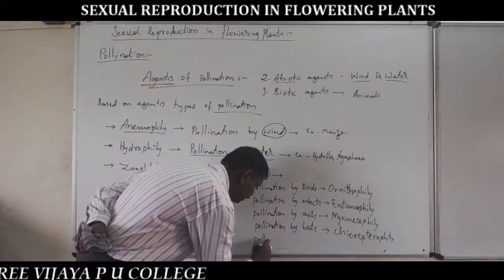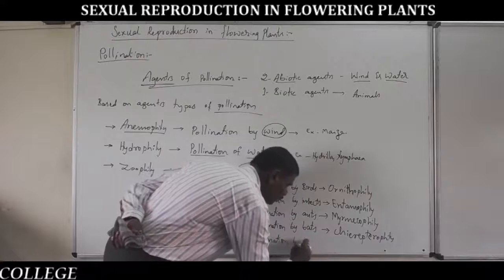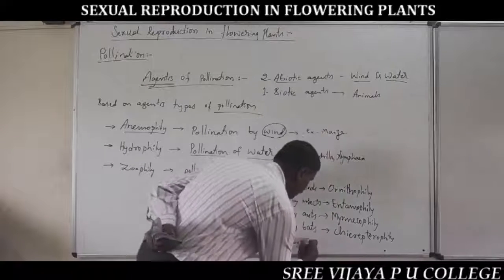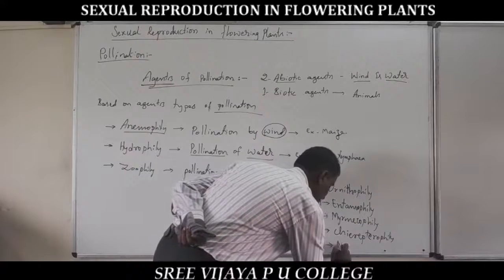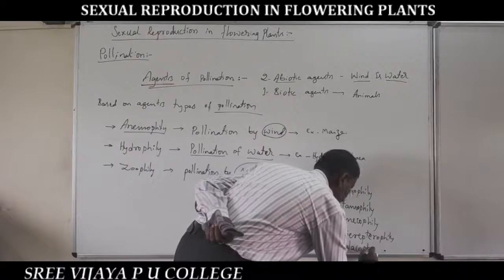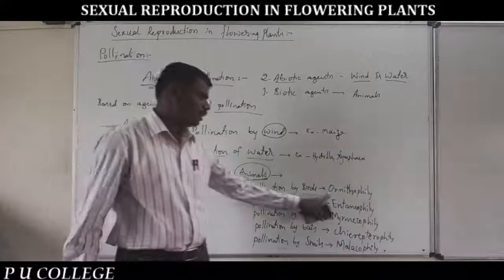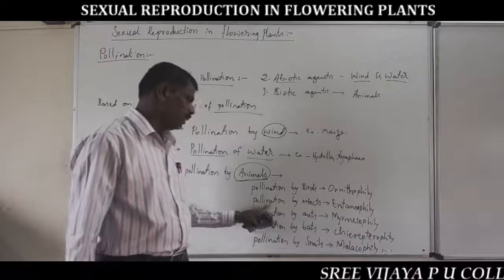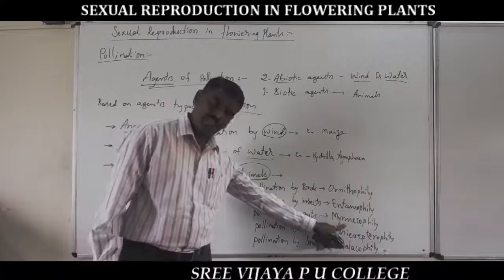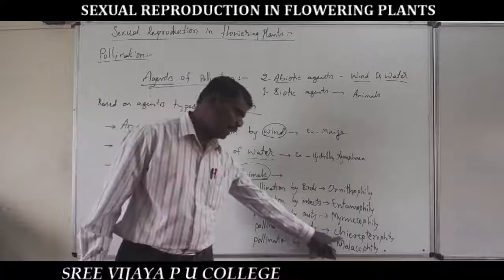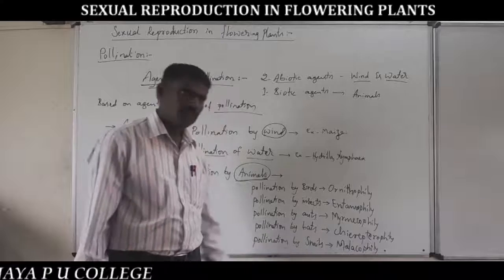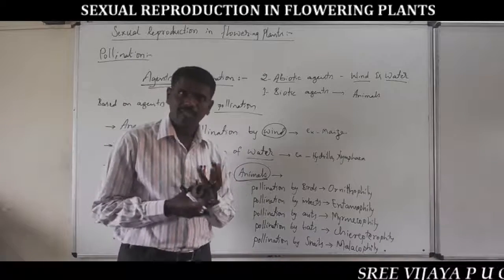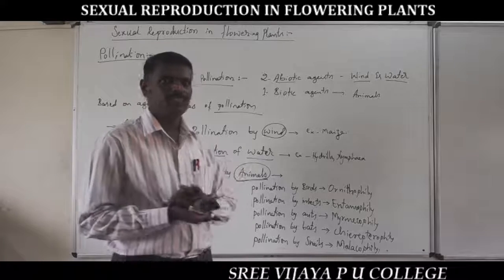Even pollination by snails, that is malacophily. So these are the different types of pollination. Ornithophily, pollination by birds. Entomophily, pollination by insects. Myrmecophily, pollination by ants. Chiropterophily, pollination by bats. Malacophily, pollination by snails. Not only these, there is also pollination by humans, as in sunflower and cotton, where we are involved in cross pollination.